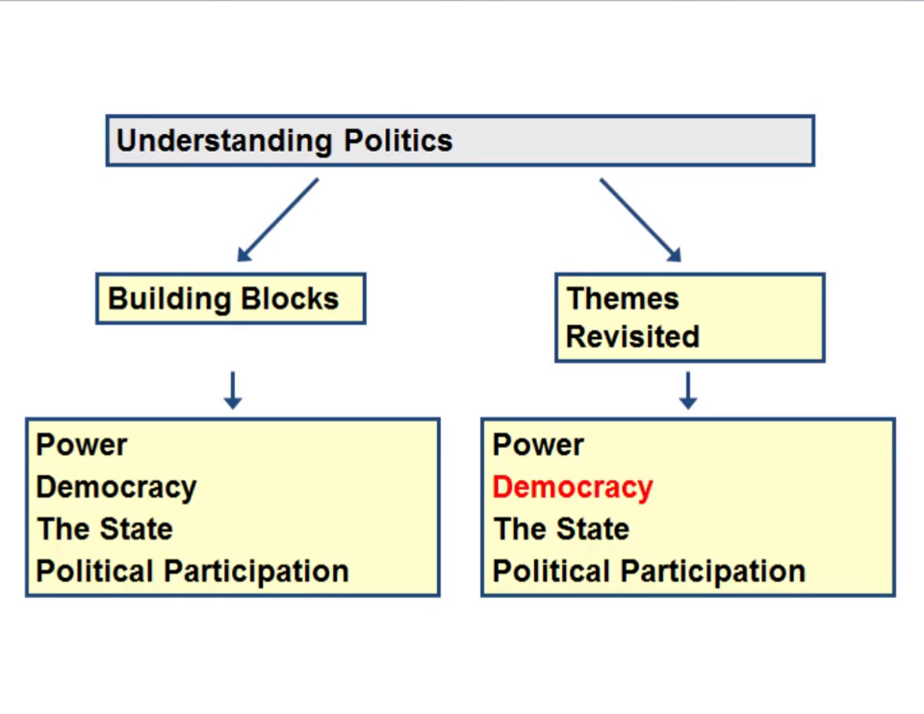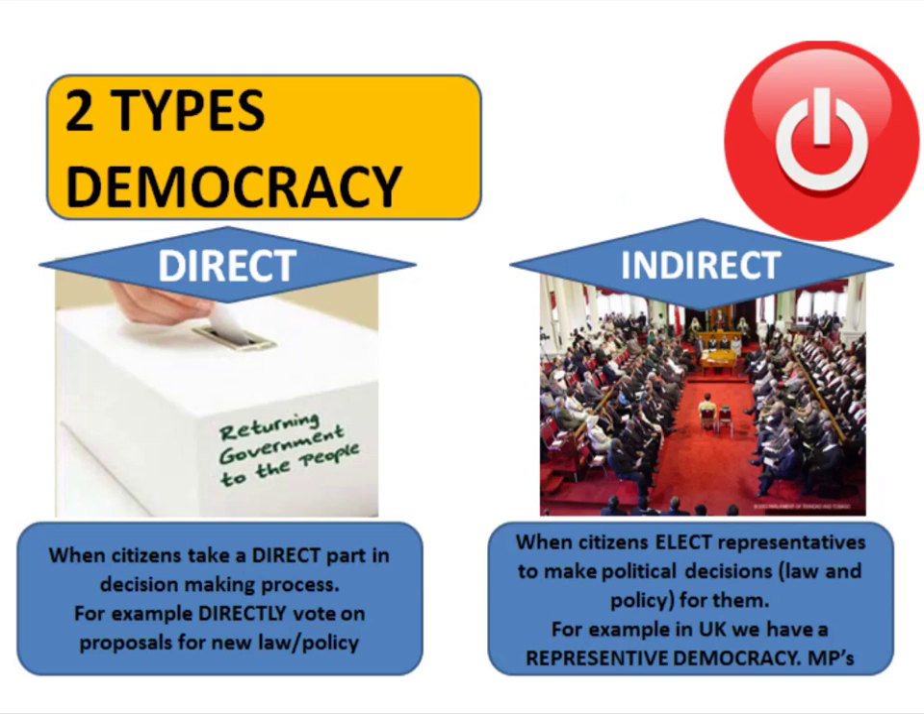And in this screencast we're going to revisit one of the themes that we looked at earlier in the course. We're going to revisit this theme of democracy. Now remember, there are two types of democracy. There's the pure version of democracy called direct democracy, where citizens take a direct part in the decision-making process. And then there's what we call indirect or representative democracy, where citizens elect representatives to make decisions on their behalf.